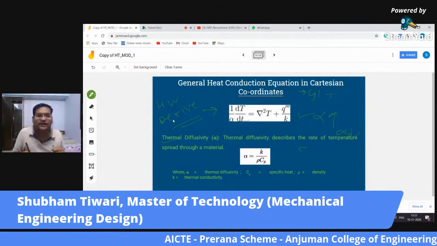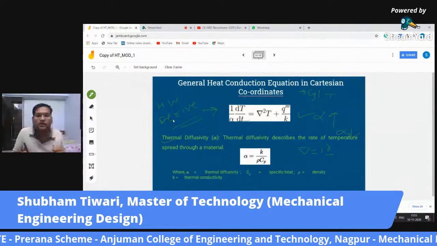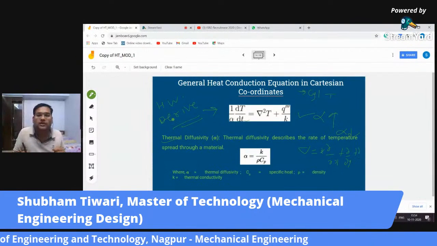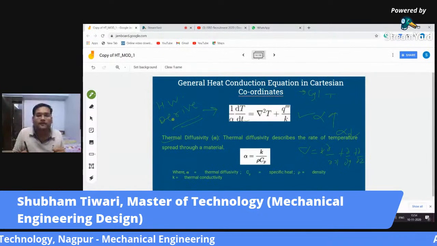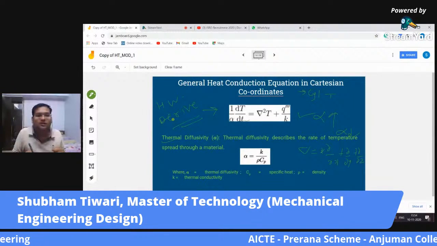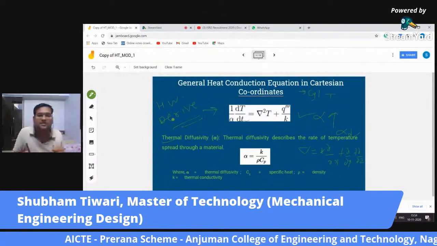What is del? Del we have seen in vector calculus. Del is del by del x plus del by del y plus del by del z. So x, y, and z direction, that is the temperature gradients in x, y, and z direction. Q triple dash is internal heat generation.